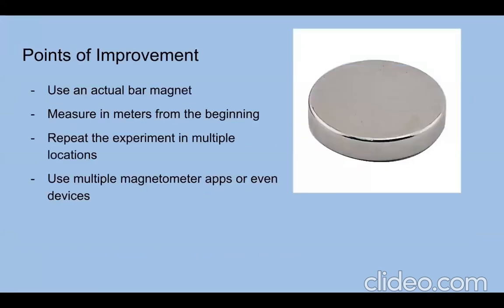And some points of improvement would be to use an actual bar magnet. I sort of cheated and used a magnet off my fridge, which probably wasn't as good, but it did still have a north and south side, which was important. And I should have measured in meters from the beginning instead of using my ruler, which only had inches, and then converting those units. I should have repeated the experiment in multiple locations to account for any magnetic fields from external devices that could have been affecting it. And I could have used multiple magnetometer apps or even devices and averaged those for a more accurate result.